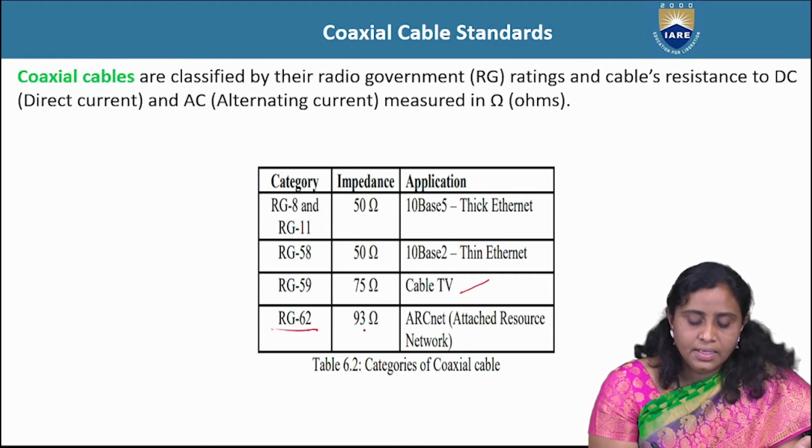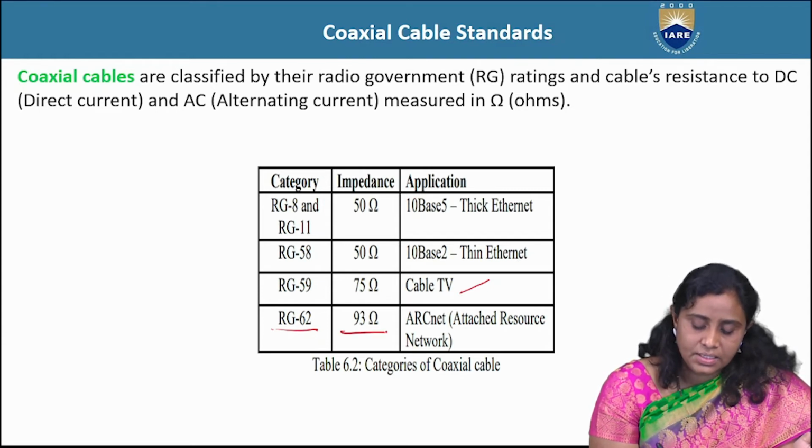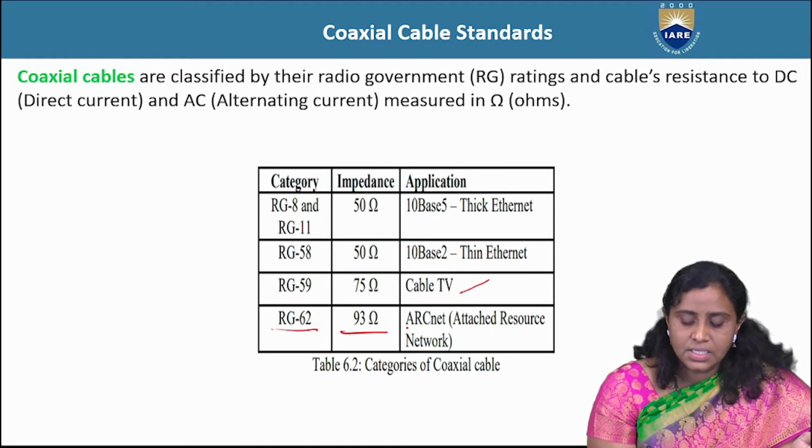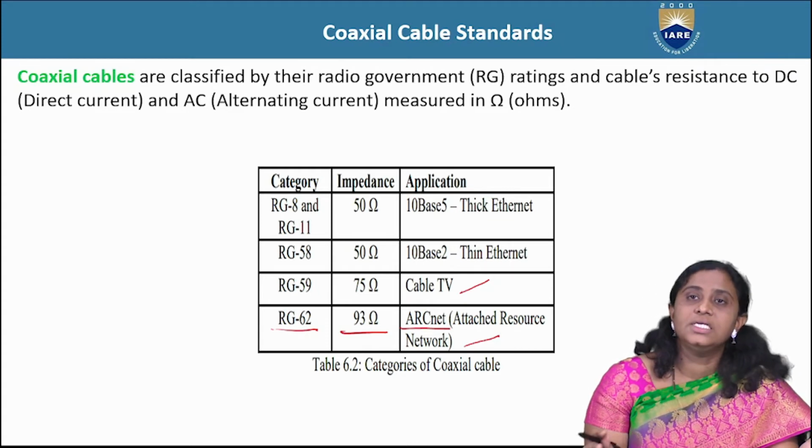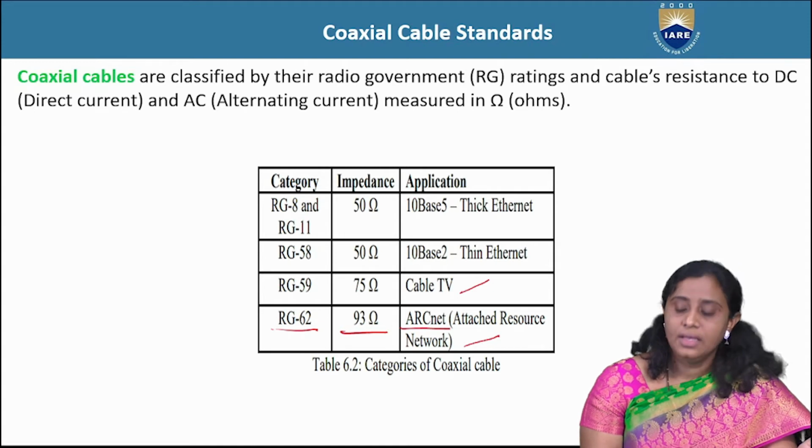RG62, and here the category type is RG62. The impedance level is 93 ohms. And the type of application is ARCnet, Attached Resource Computer Network. These are the categories of the coaxial cables according to the RG ratings, like radio government ratings.